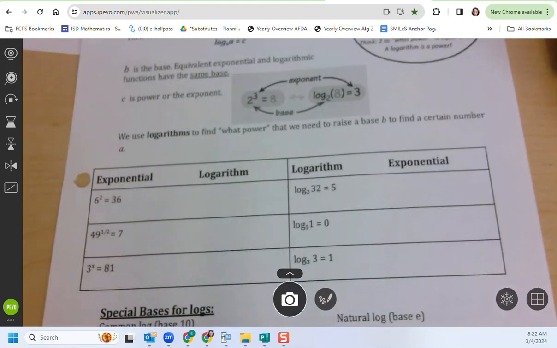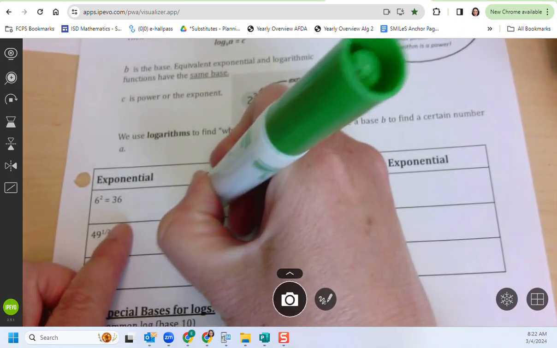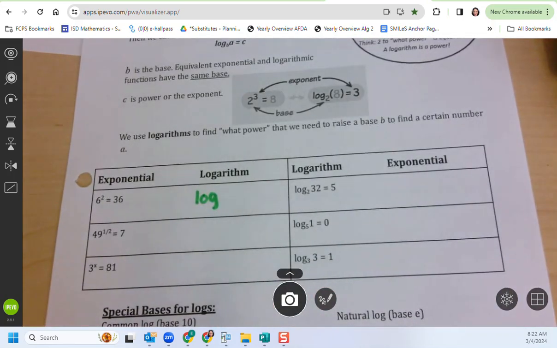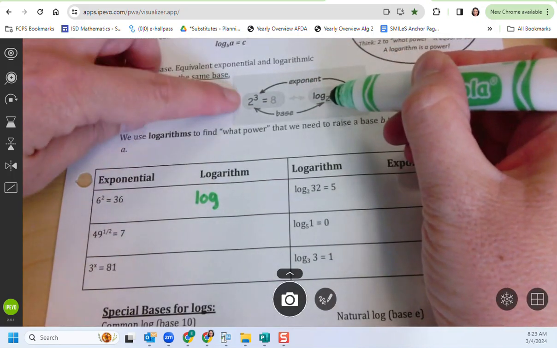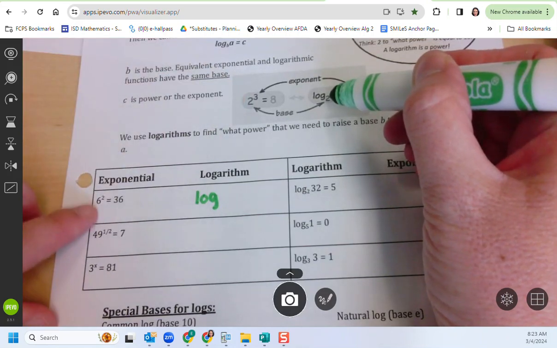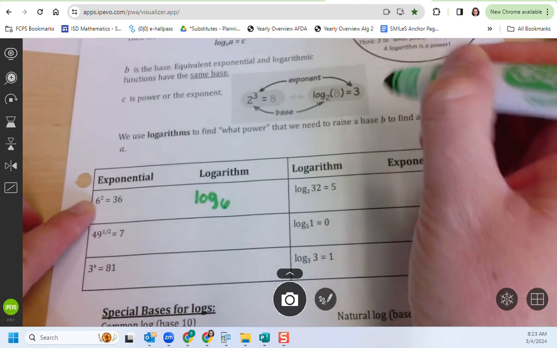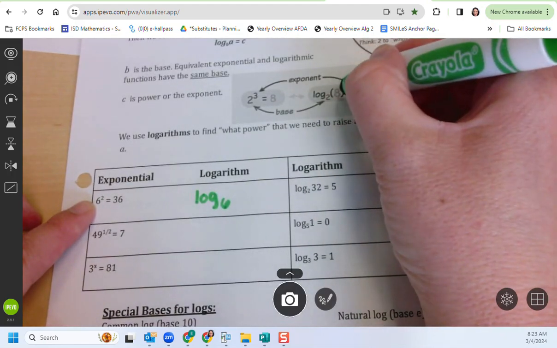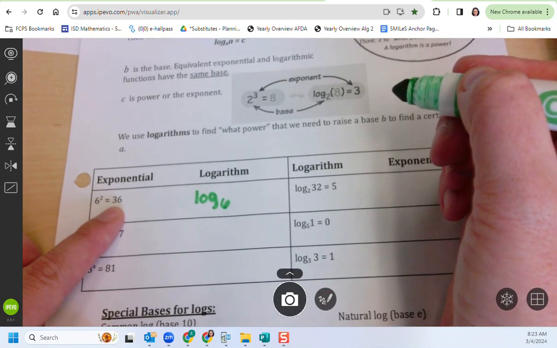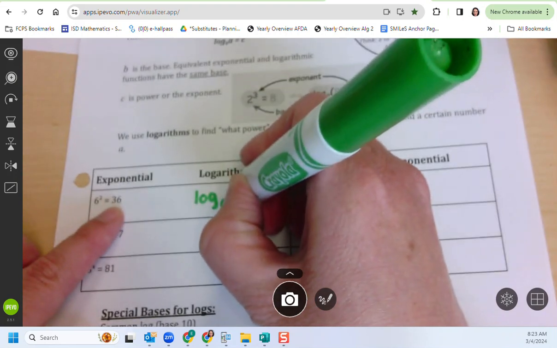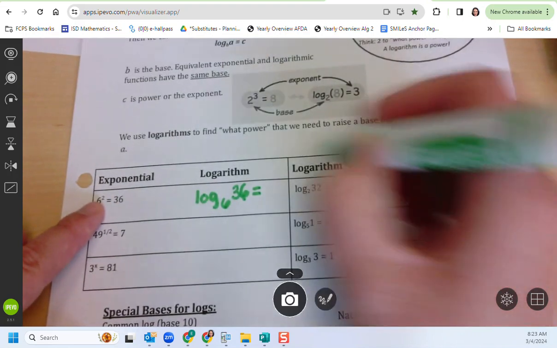All right, so let's see if we can follow this. First thing we have to do is write the word log. Then the base of your logarithm will be the base of your exponential. So it's going to be log base 6. And then this number here is this number over here. Sometimes we use parentheses, sometimes we don't. It's fine either way. And then the answer to your logarithm is your exponent.